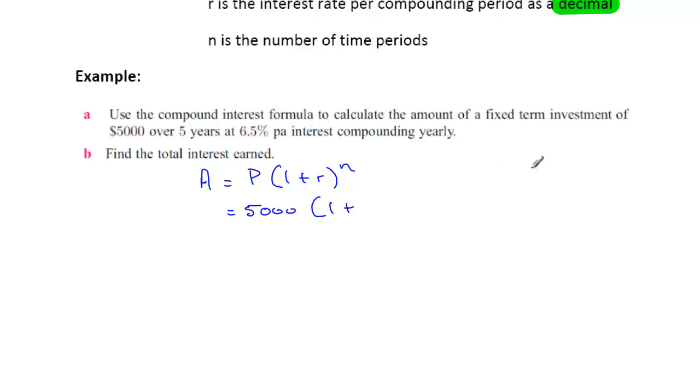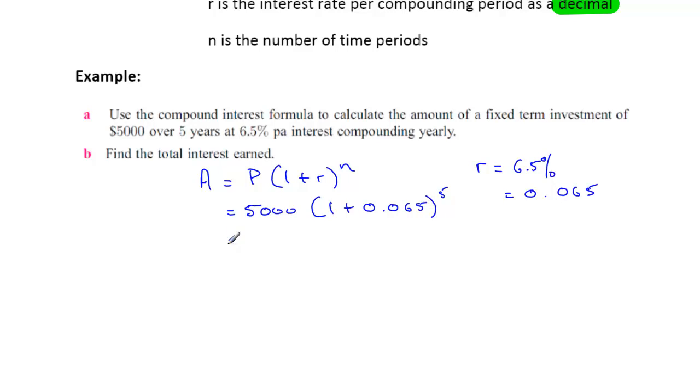Now we need our rate of interest. So over here we know that the rate of interest is 6.5%, and as a decimal, if we divide that by 100, we get our number that we're looking for, which is 0.065. You need to make sure you get that right, 0.065. And the time period, it's yearly, and it's done for 5 years.